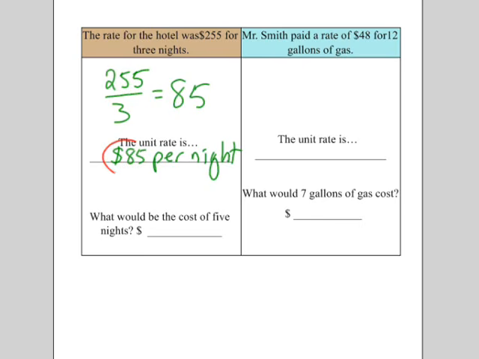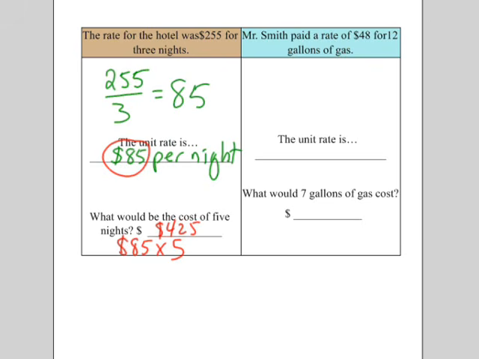And you'll notice money was our first term. Well, what would be the cost for 5 nights? Well, since we know 1 night is $85, if we just take 85 times 5, we could figure out the cost for 5 nights. So that would be $425.